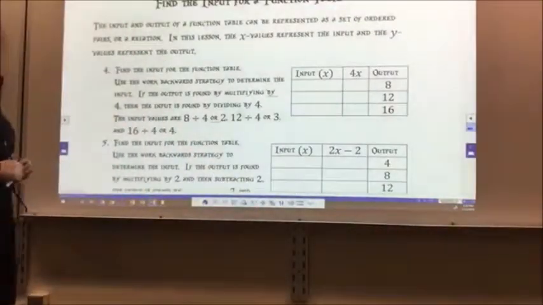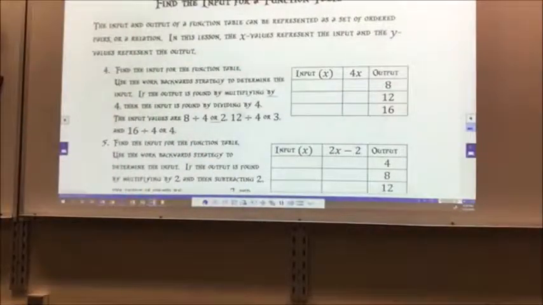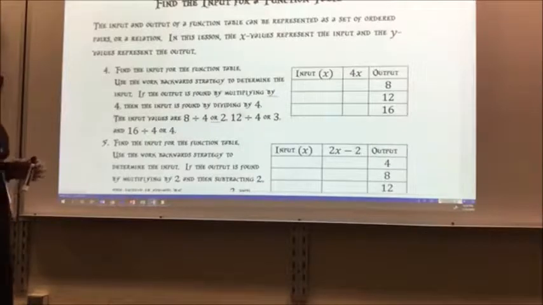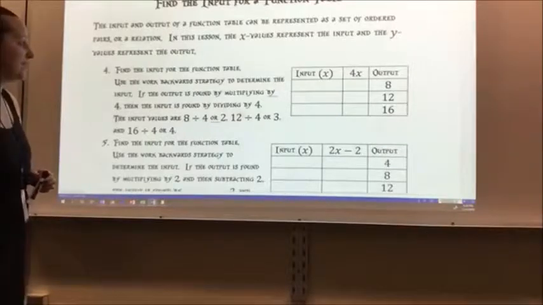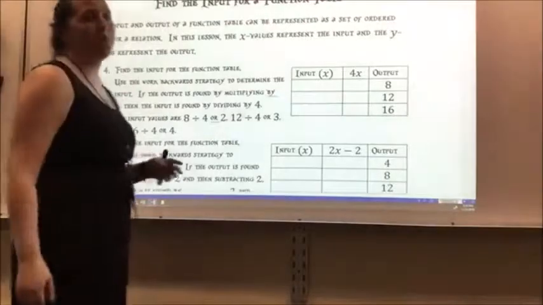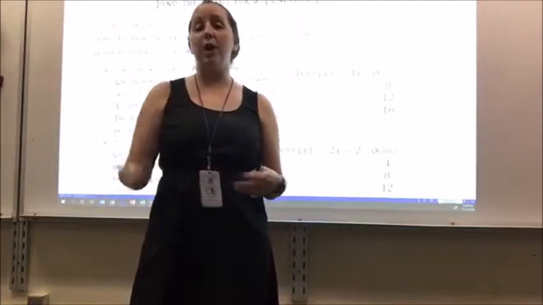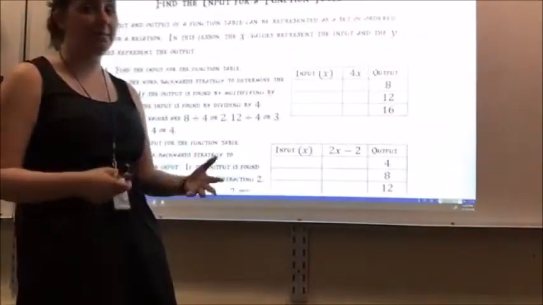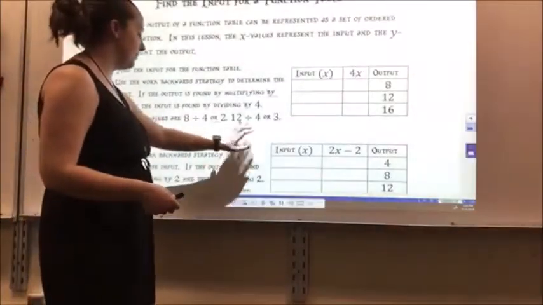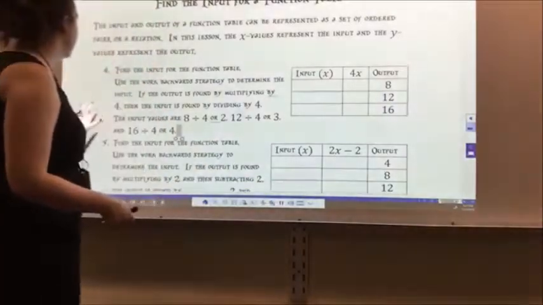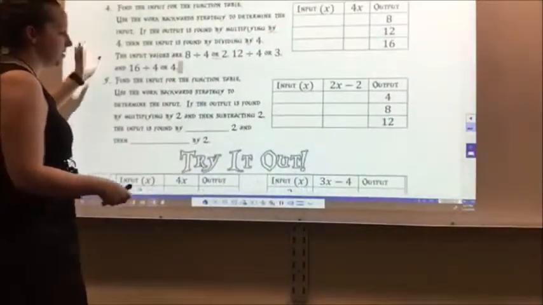All right, finding the input for a function table. The input and output of a function table can be represented as a set of ordered pairs, or a relation. In this lesson, the x values represent the input and the y values represent the output. So, before we were finding the output once we were given the input, now we're going to work backwards, finding the input when we're given the output. Okay, so let's take a look at two examples.